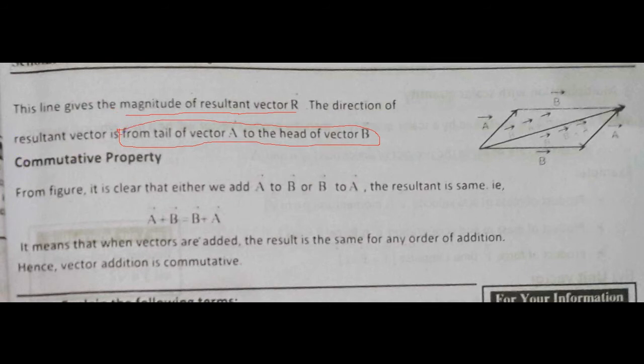Now the explanation is that it is the commutative property. What is the commutative property? In commutative, we can swap the quantities in addition, but the result will be the same. Like A plus B will be equal to B plus A, just like with scalar quantities, 2 plus 4 is equal to 6 and 4 plus 2 is equal to 6. In both cases, the result is the same, and vector addition is also commutative. A plus B is equal to B plus A.